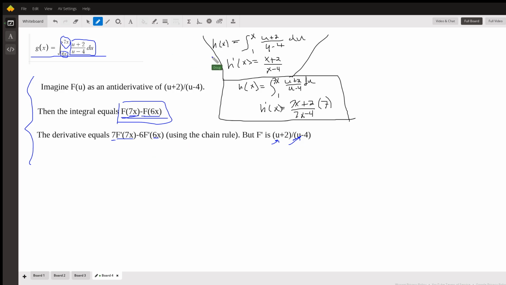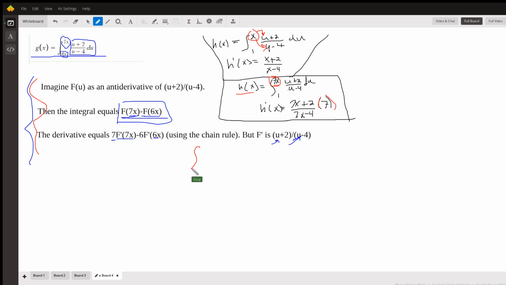And by the way, here's another way to think about it. If h of x is the definite integral from 1 to x of (u + 2)/(u - 4), and you want h prime, all you have to do is take this variable and substitute it in here. Because if you go through these steps, the antiderivative evaluated at 1 is just a 0. And similarly, if I put 7x in for u, then I have to multiply by the derivative of this expression right here, which is a 7. So that's the easy way to think about it.